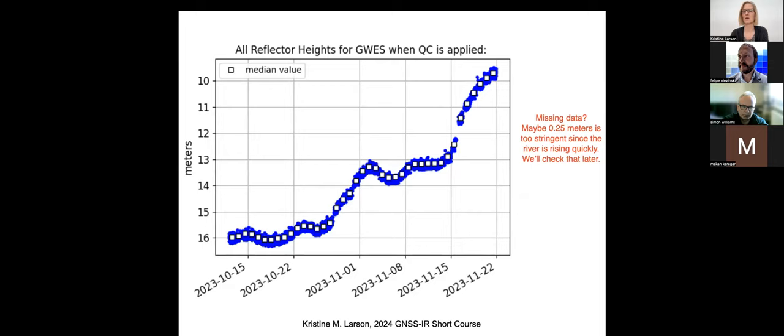Now I'm not going to use the median. At the end of the day, I'm going to report an average, but the median at least shows you that the outliers have mostly been removed. And there's a missing point part as well. And that's not normal. That's probably indicating to you that that 0.25 meters is too small because that river is rising so quickly. So it thinks those are outliers, but it's not. It's a signal. And so that's another clue that you should not assume that 0.25 is some kind of magical number. You should use the one that's appropriate for your site.